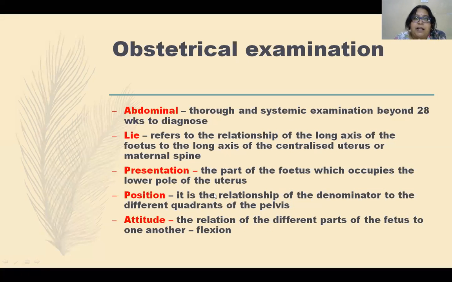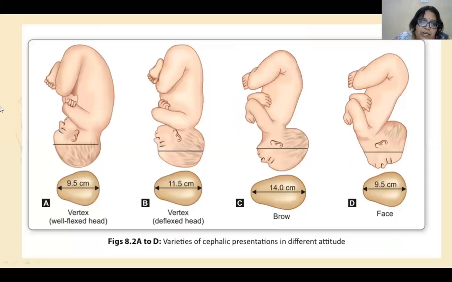Presentation is that part of the fetus which will occupy the lower uterine pole. Usually, if the vertex occupies the lower uterine pole, you call it vertex presentation. If the breech occupies the lower uterine pole, you call that breech presentation.